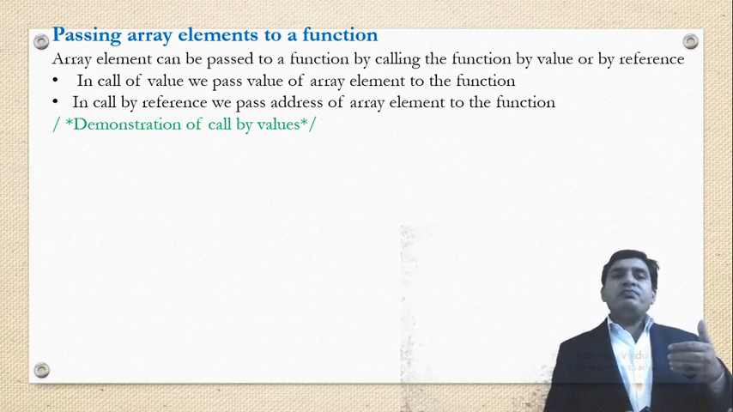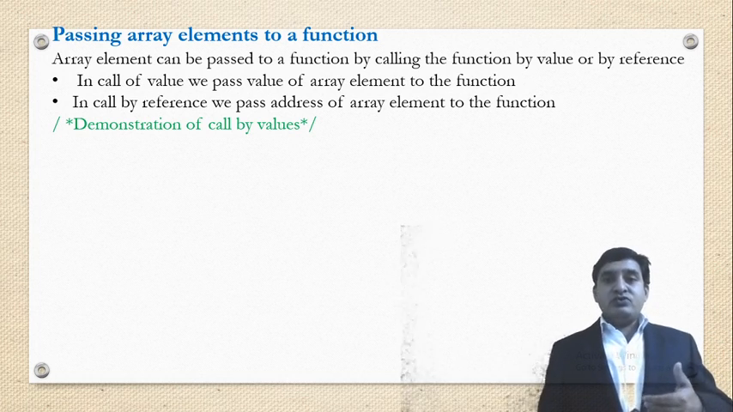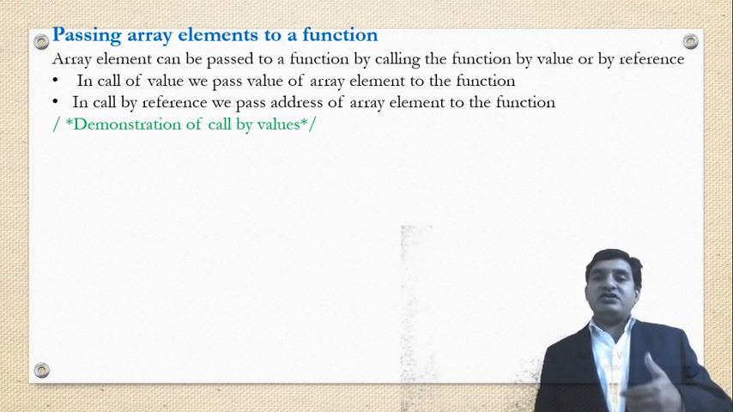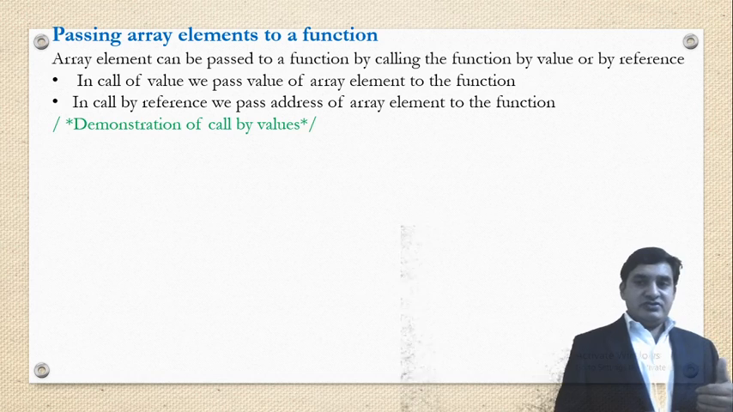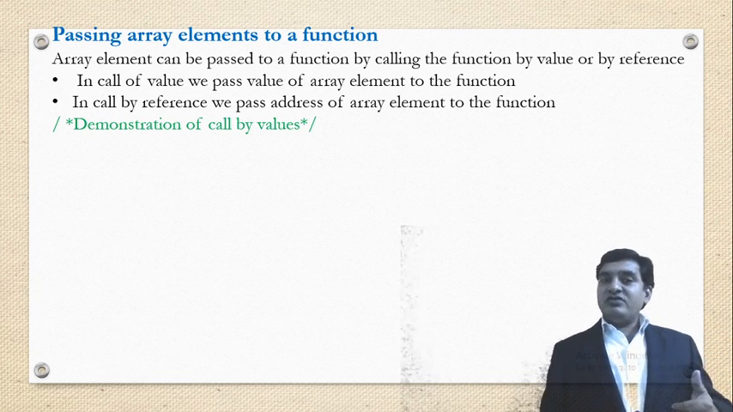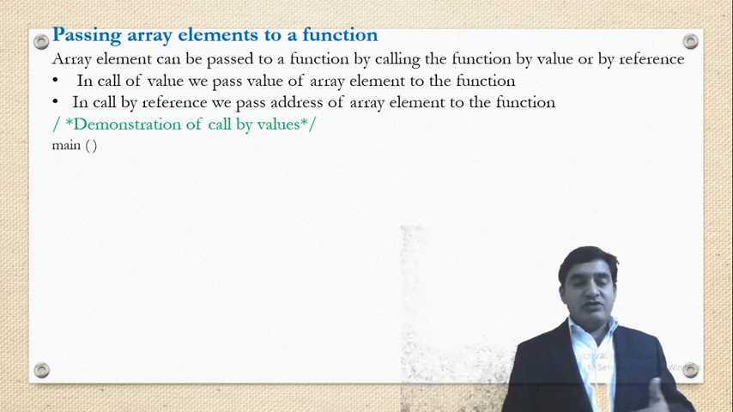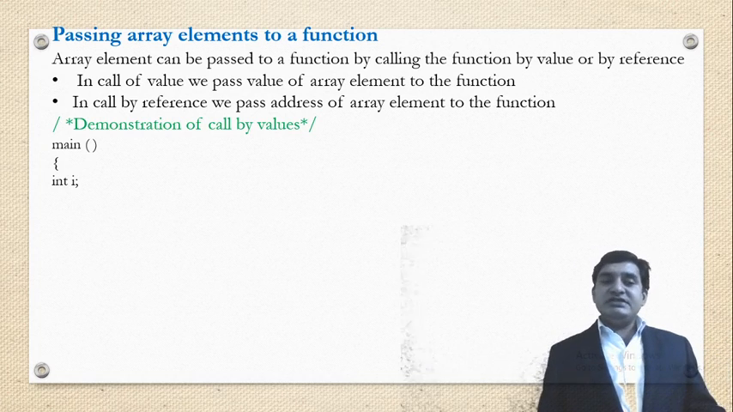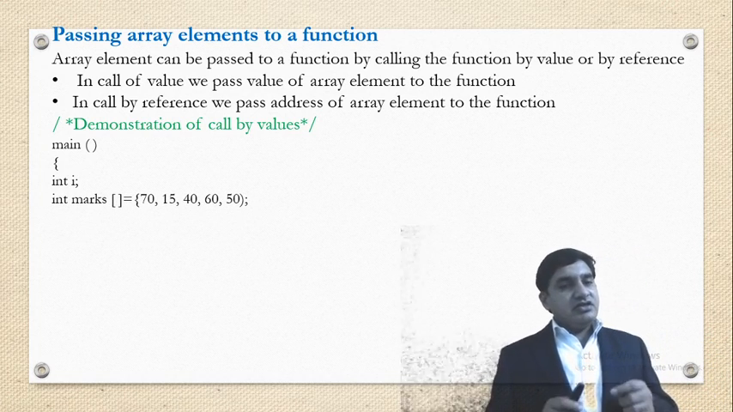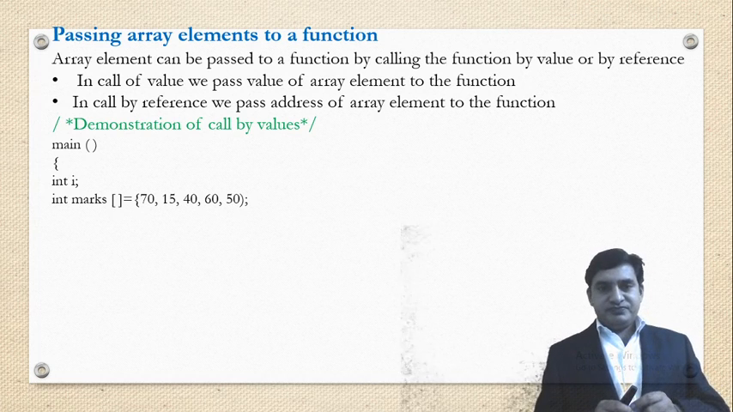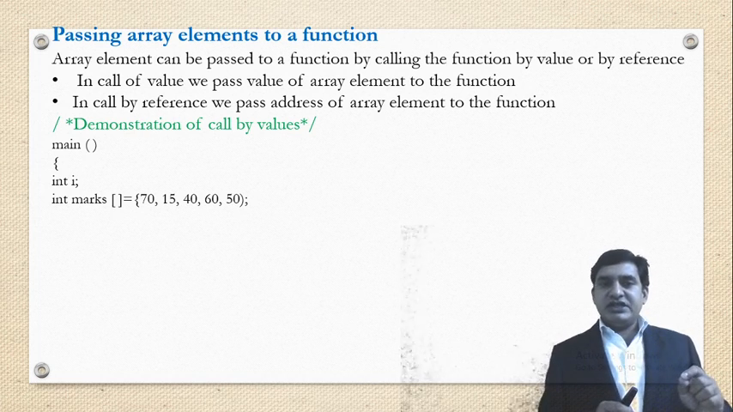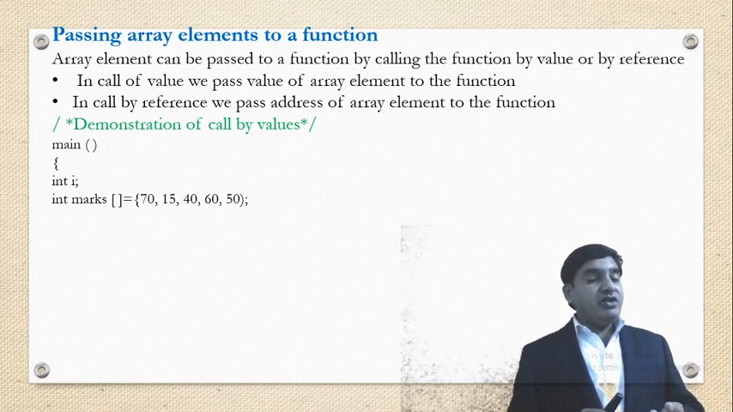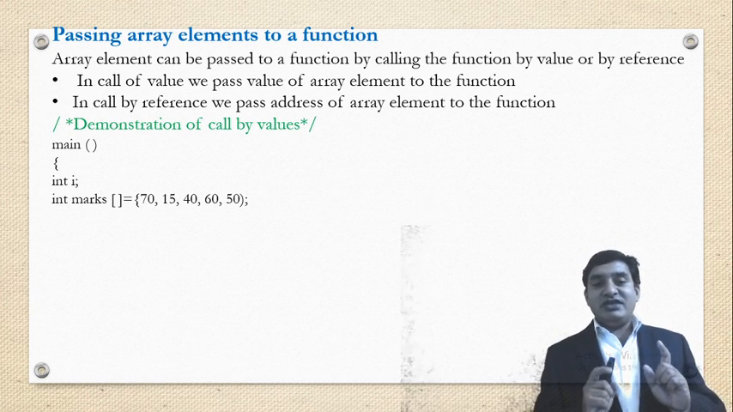We have to pass to the function by calling the function by value. So, demonstration of call by value. First is the main function, then open curly bracket, int i, and int marks. Int is a data type, marks is the name of the variable, and the size is not given.